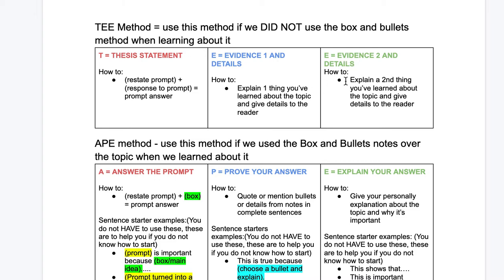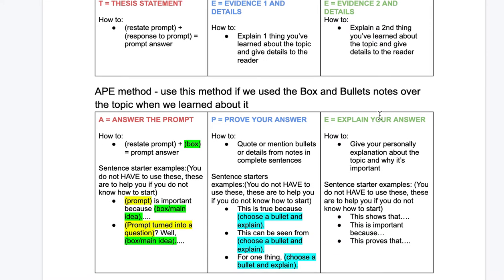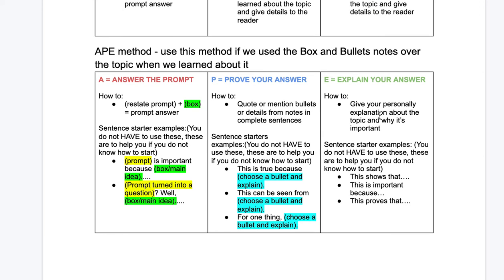And then the second E in the T method is doing the same thing. You are giving me a second piece of evidence about the topic that you learned and then give details to the reader. Now, the APE method that I kind of introduced to you yesterday, but didn't go into details about how to use it, uses that box and bullets method. We learned that boxes are the main idea and bullets are the details, right?